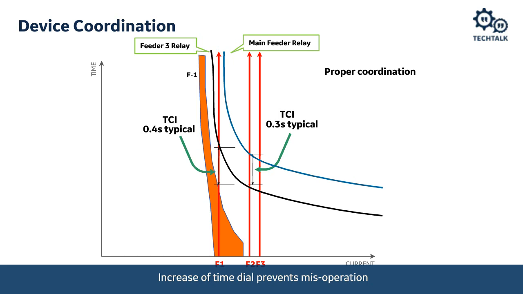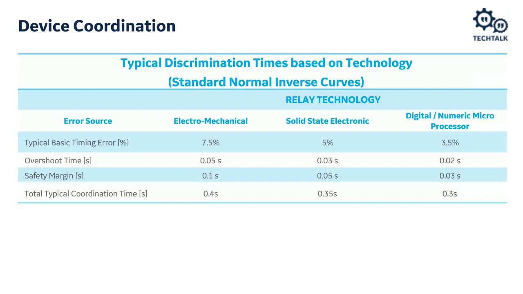So what are good coordinating time intervals? And this is a very openly debated topic and a very hotly debated topic. I mentioned that with fuses, we probably want around 400 milliseconds. And the reason for that is because we're subject to some of the manufacturing tolerances of the fuses. We can't really test the fuse in a non-destructive way.